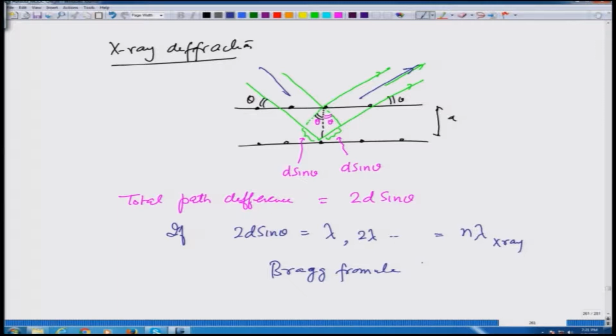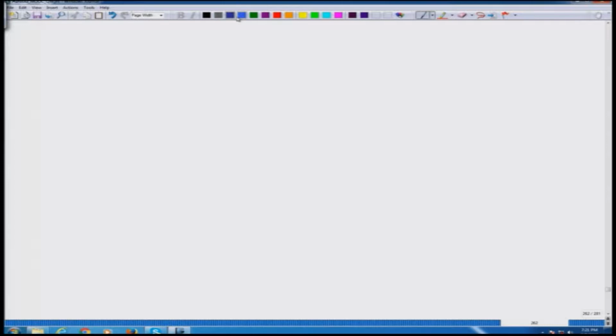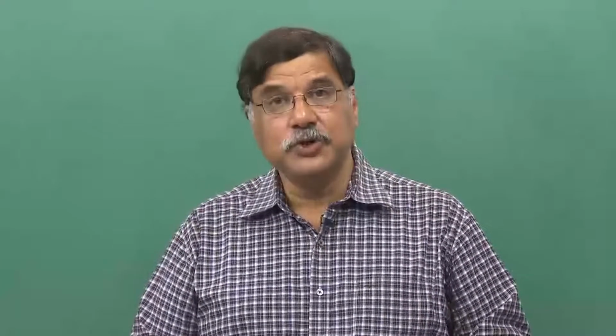So, one could do the same thing with electrons. What one would do in this case is take these crystals and, instead of X-rays, let electrons come in. And the associated waves will also be reflected from the top surface and the bottom surface. And you should see peaks only at certain angles. And those peaks will correspond to the constructive interference of the associated waves.